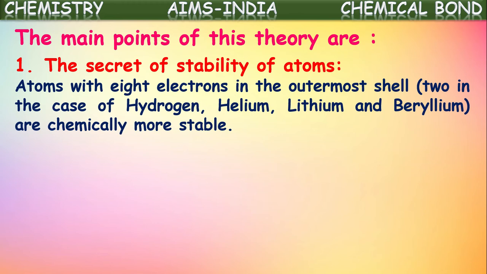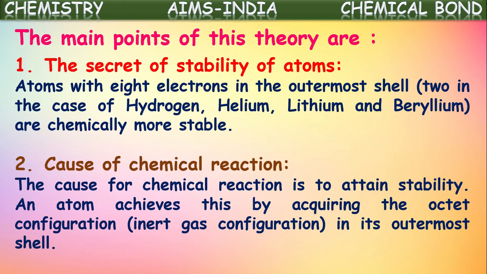Elements with a single shell, if they have duplet configuration, they also will be stable. Duplet configuration means having 2 electrons in its first shell. Only in one shell if it is having electrons and it is completely filled with 2 electrons, then that element also will be more satisfied and being more stable. So in that way, except helium, atoms with 8 electrons in the outermost shell, or 2 electrons in case of hydrogen, helium, lithium and beryllium, are chemically more stable. If they have 8 electrons in the outermost shell, they are more stable.